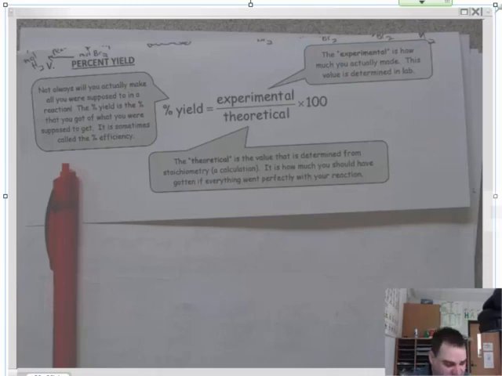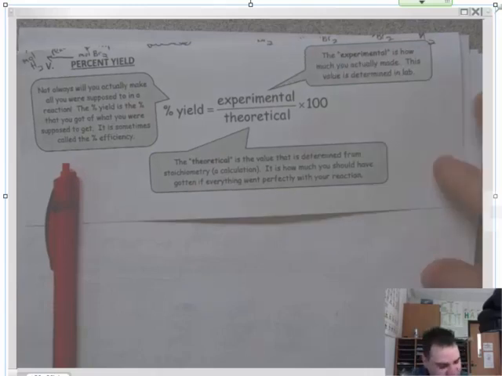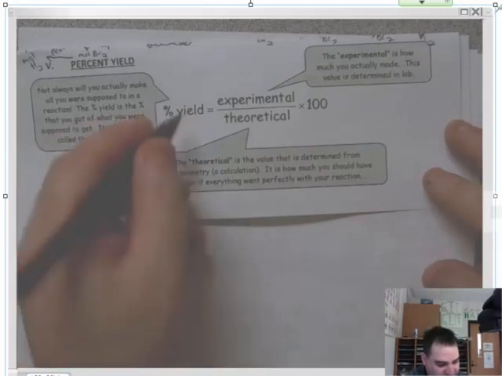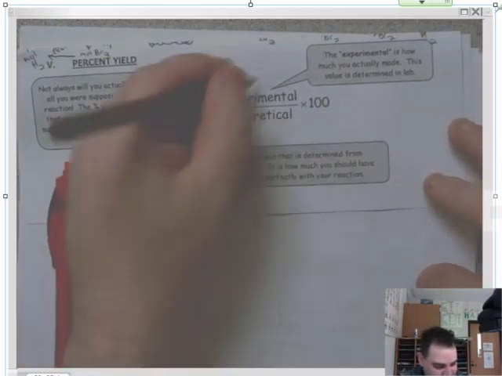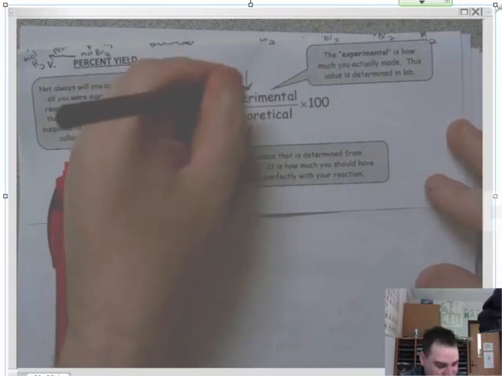Hey, Mr. Harridan here. We're going to go over percent yield problems. Now, there is a percent yield formula, which is experimental over theoretical times 100.